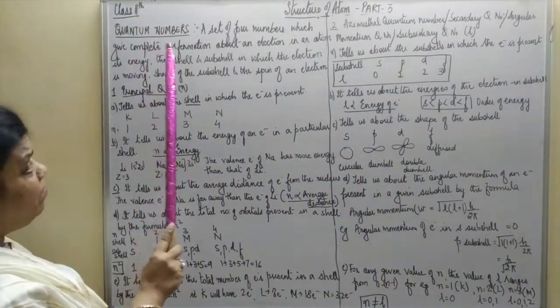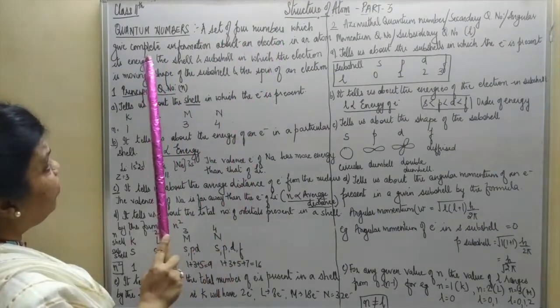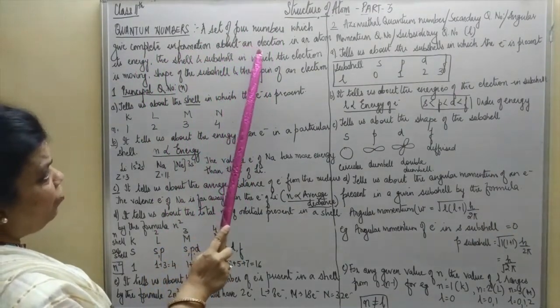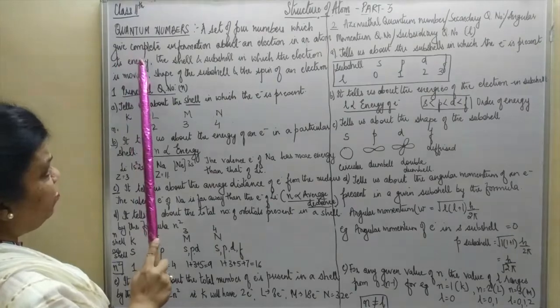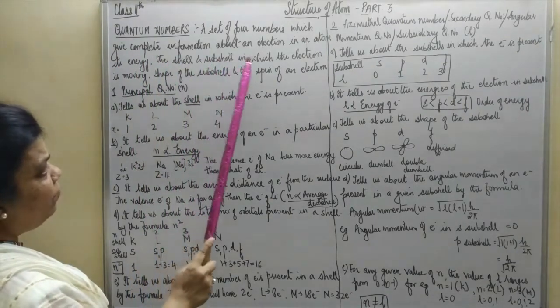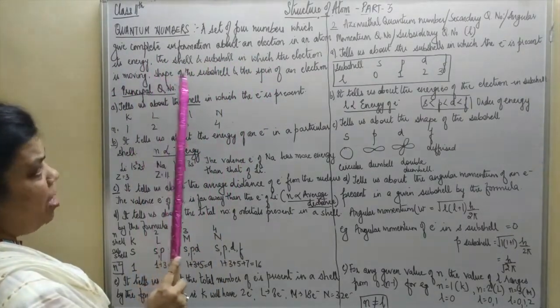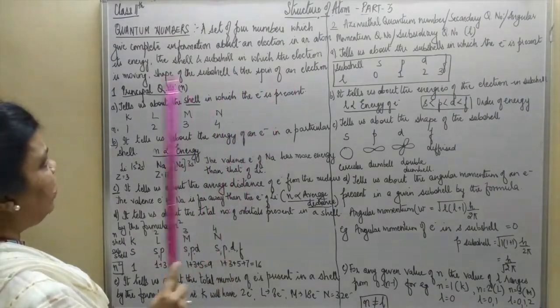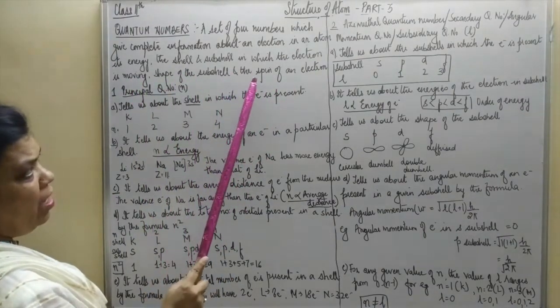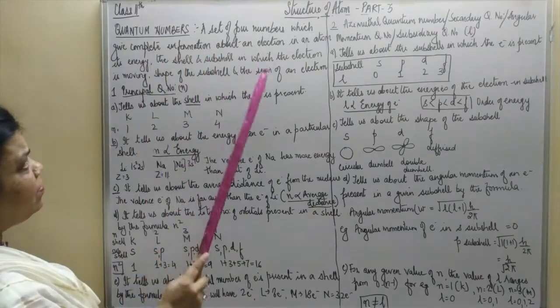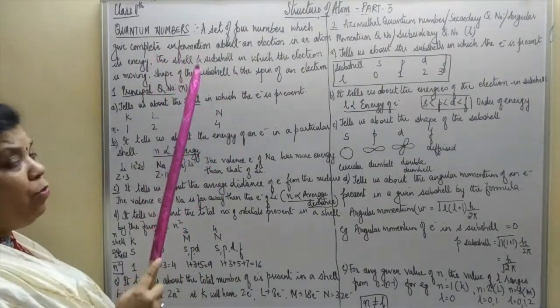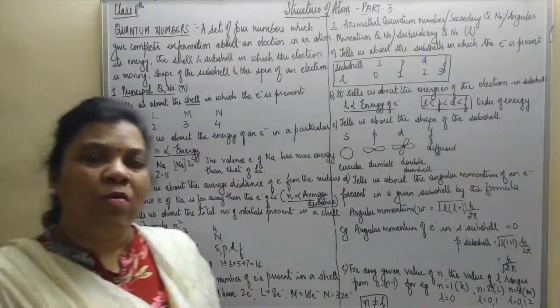So quantum numbers are a set of 4 numbers which give complete information about an electron in an atom: its energy, the shell and the subshell in which the electron is moving, the shape of the subshell, and the spin of the electron which is moving around the nucleus. So all this complete information about the electron is given by quantum numbers.